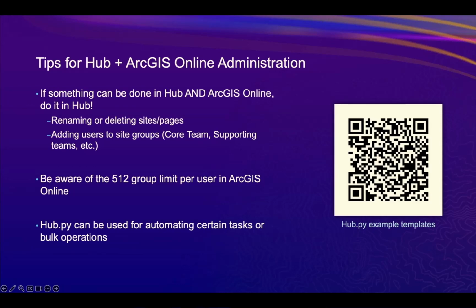One additional note is to be mindful of the 512 group limit for every user. Every user in ArcGIS Online can only be a member of 512 groups. We don't see this often, but when we do, it's often for admin users who've created a bunch of groups for other users. If you're unable to join or create a group, check how many groups you are in.